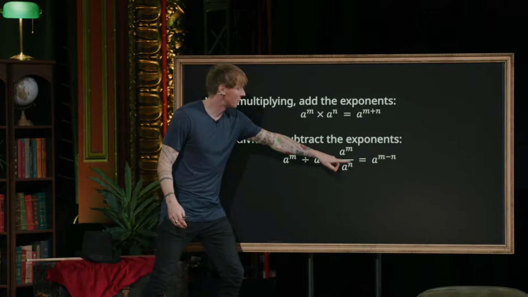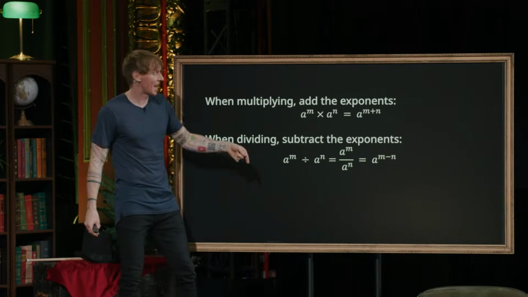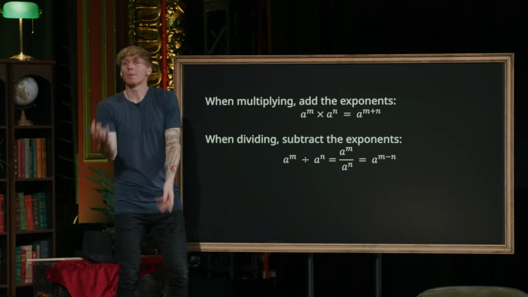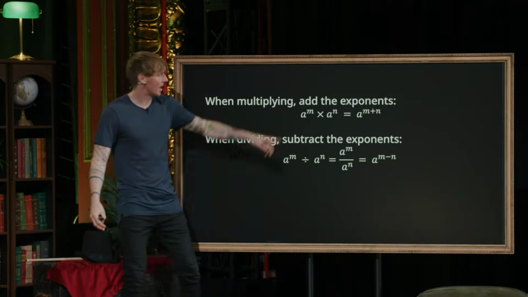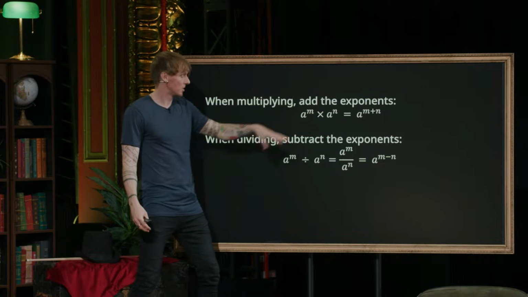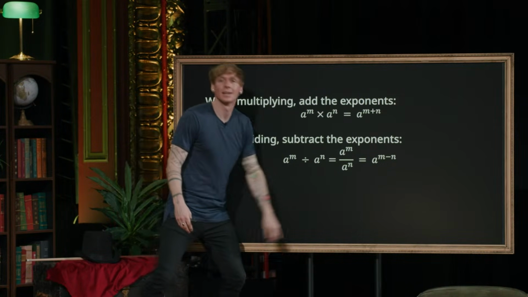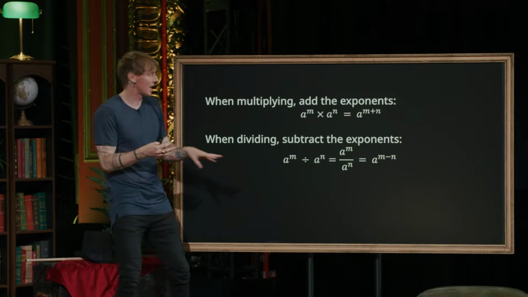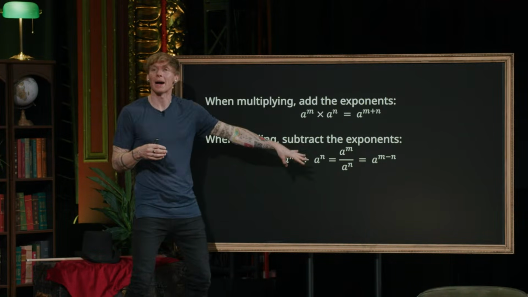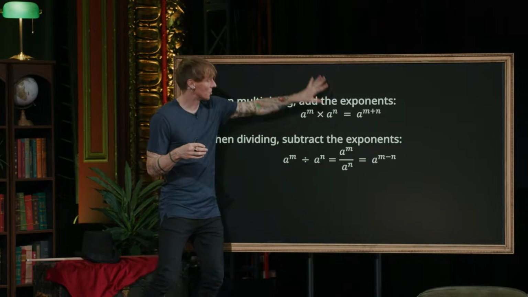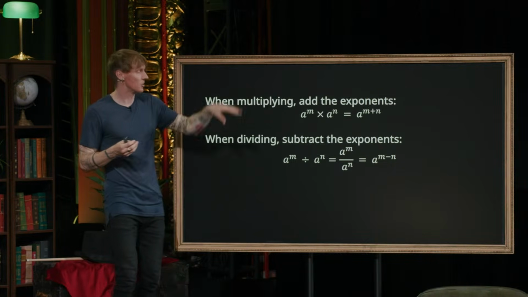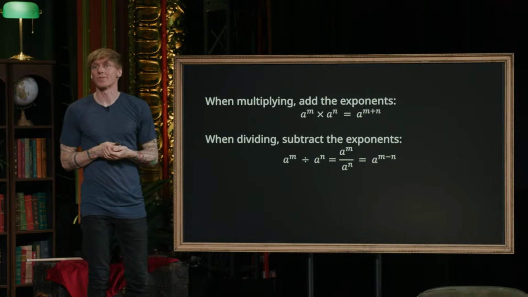So a to the m divided by a to the n is actually just a to the m multiplied by a to the minus n, and then we combine them like we had above. So when you're dividing, you subtract those two powers, and once we have our definition of negative powers, we can see how to get this subtraction using the first rule at the top of the screen.